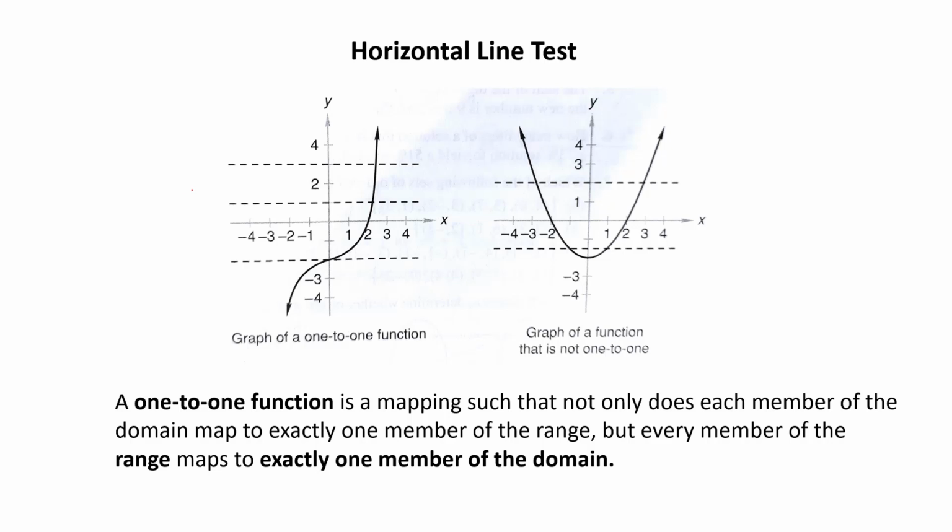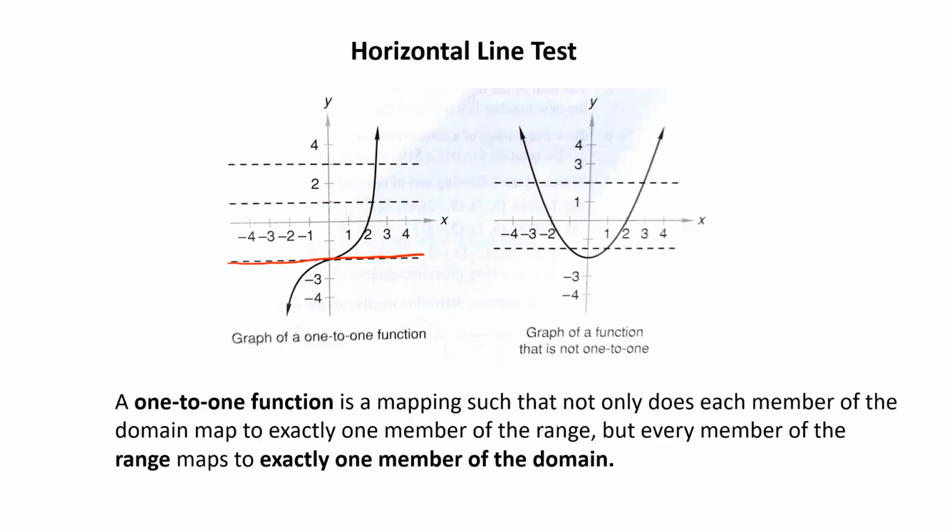Okay, and you would only test for this if you're dealing with a function to begin with. So if you've done the vertical line test and this thing is a function, it only hits the graph in one spot, then you could check for it being a one-to-one function by using the horizontal line test.